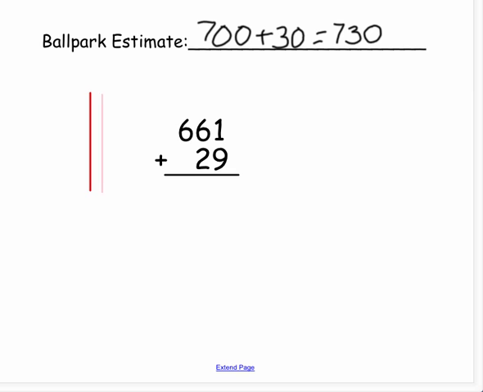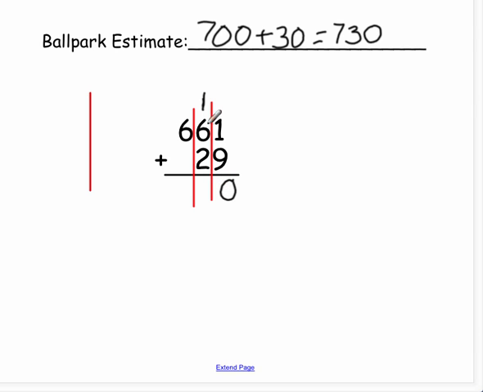I'm going to use this red line to help me separate my ones from my tens from my hundreds. This is going to help me keep my numbers nice and even. I'm going to start adding in my ones place. Here I have 9 plus 1 makes 10. I'm going to write the 0 from the 10 with the ones, and then the 1 from this 10 is going to be carried up with the other tens in the tens column.